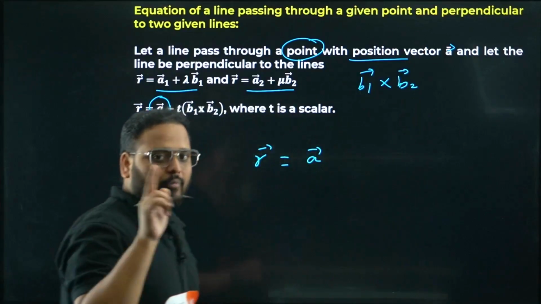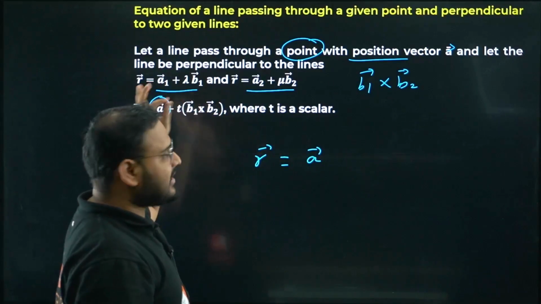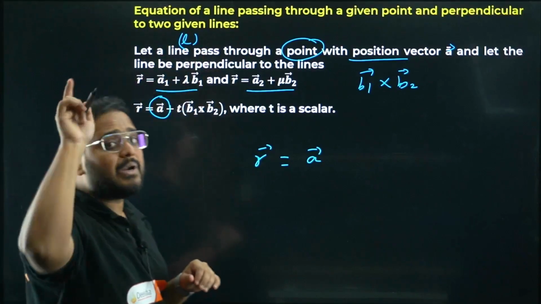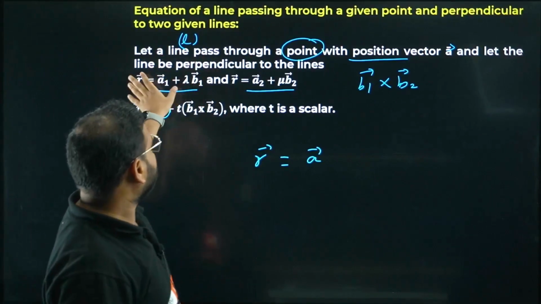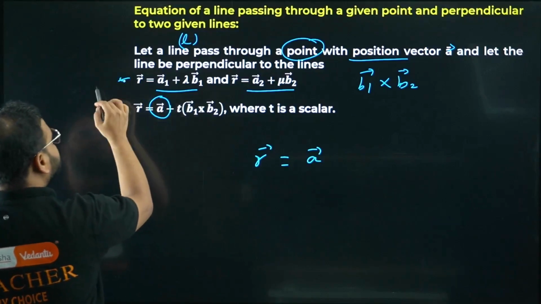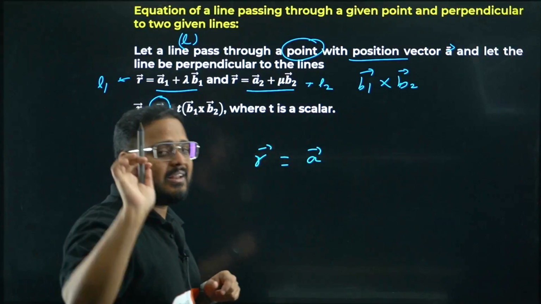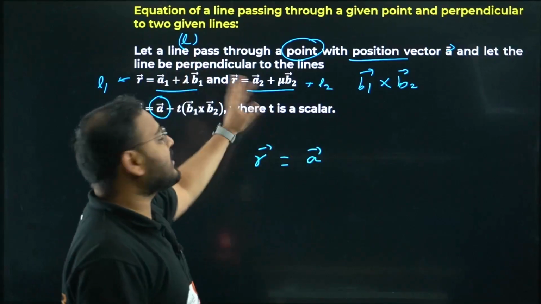Correct? What are they saying? The line, let's say the line is called line L. So the line L is perpendicular to this line, let's call it L1, and this one, let's say, line L2. Basically they are saying that line L is perpendicular to both the lines.